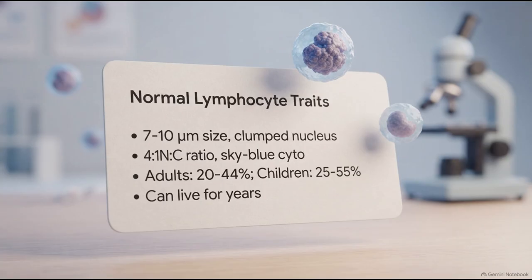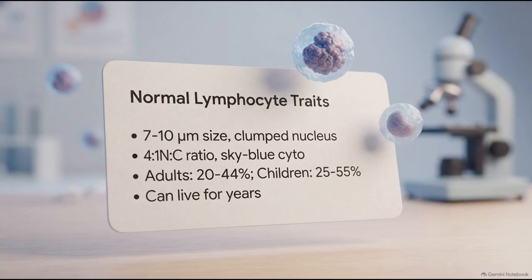When you're scanning a peripheral blood smear, look for a small cell about 7 to 10 micrometers. You want to see that classic 4:1 N to C ratio, meaning the nucleus is huge, taking up almost the whole cell. That nucleus should be non-lobulated with clumped chromatin, surrounded by a thin rim of light sky blue, usually agranular cytoplasm.